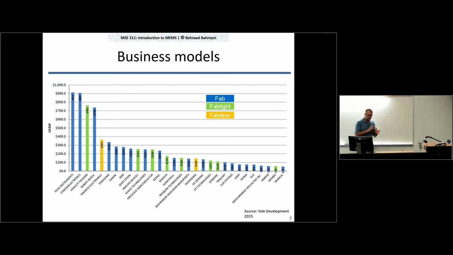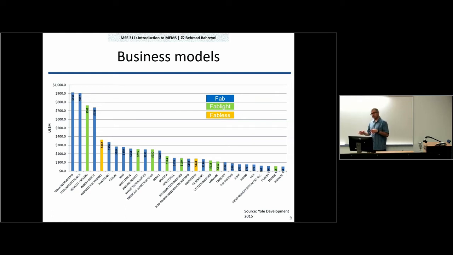So there are three types of models that MEMS companies follow. One is fab, right? So fab means that you fabricate your own device. You design it and you have the facility to fabricate it. But you have to be a big and rich company to do that. Fabrication is expensive, and as I said, you need to make sure that you can recover the money that you invested in a fab, in a facility.